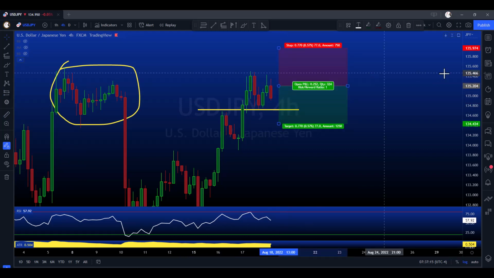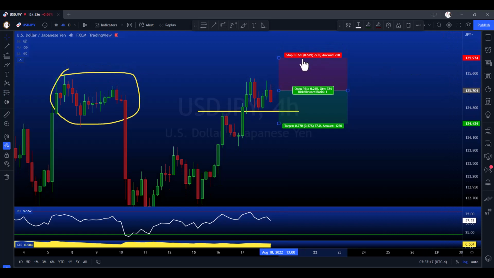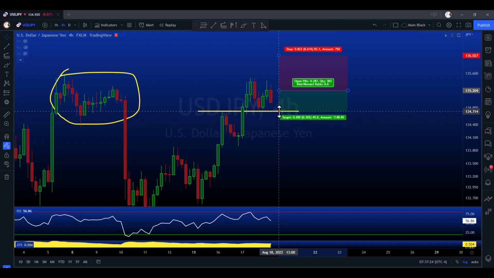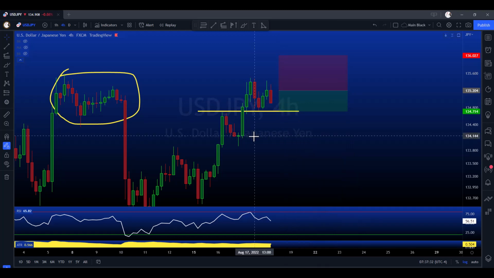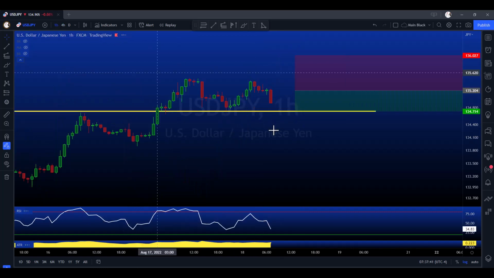We want to be above the 136 even handle if you're using a 1 ATR stop. If you're looking for a retest of inside structure here, you've got a risk reward that looks like this. Is this a risk reward that is in your favor or that you would like to have? No, probably not.